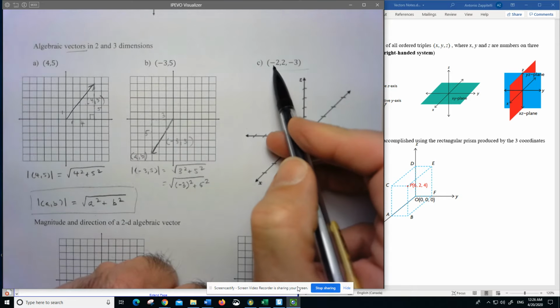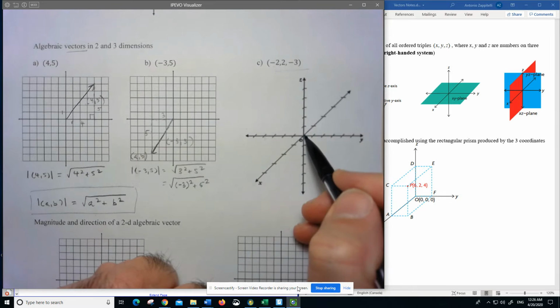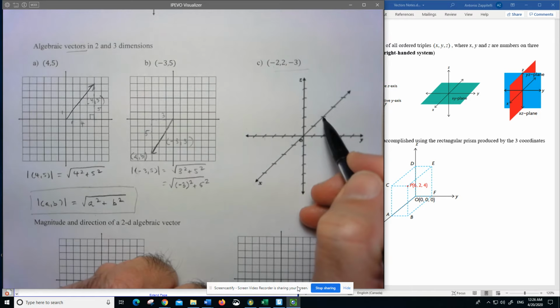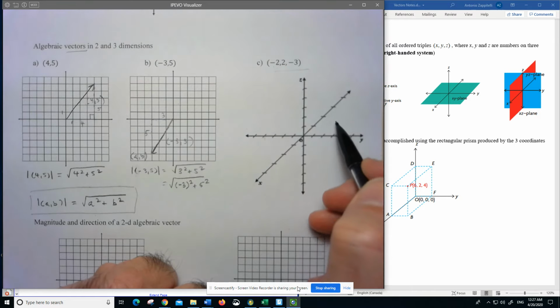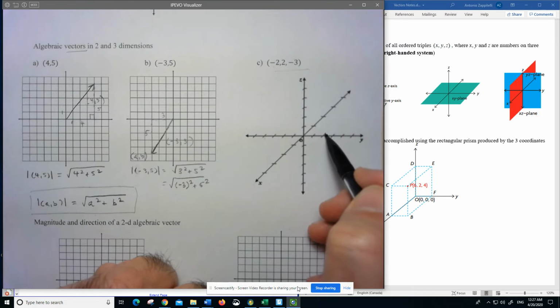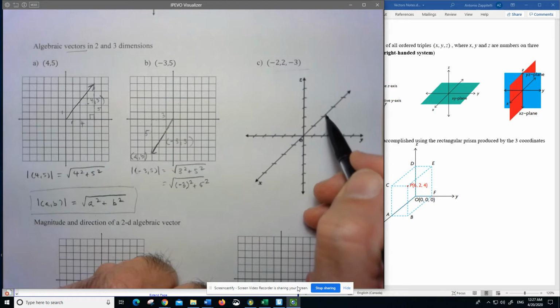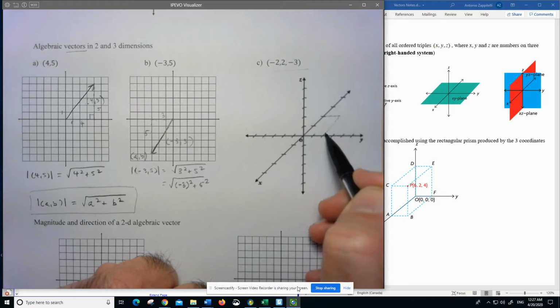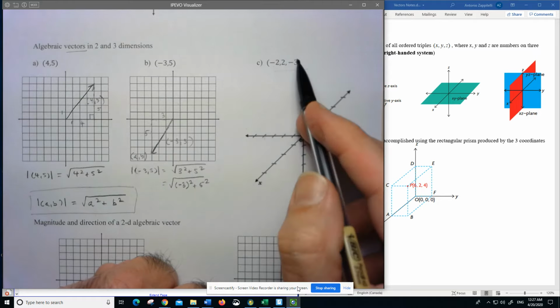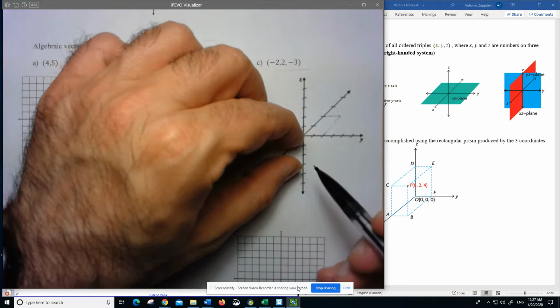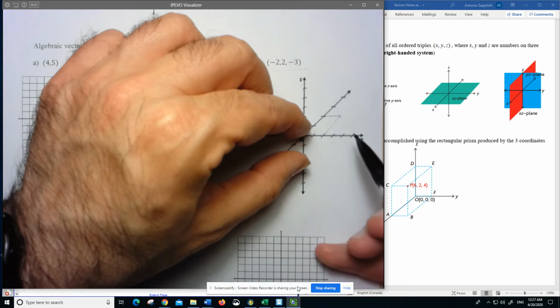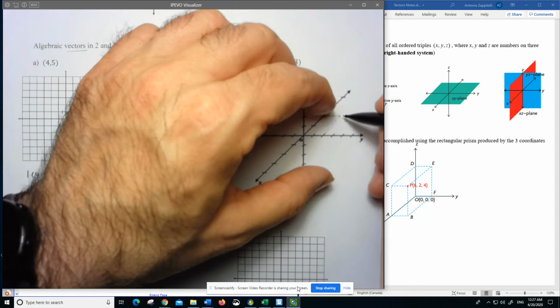So here, the x component is negative 2. So that means I'm going to go 2 in the other direction, negative 2. And then the y value is 2. So remember we said we're always going to travel parallel to the axes. Okay, and now I have to go 3 units down. So there's my 3 units in the z direction. So it takes me about there.